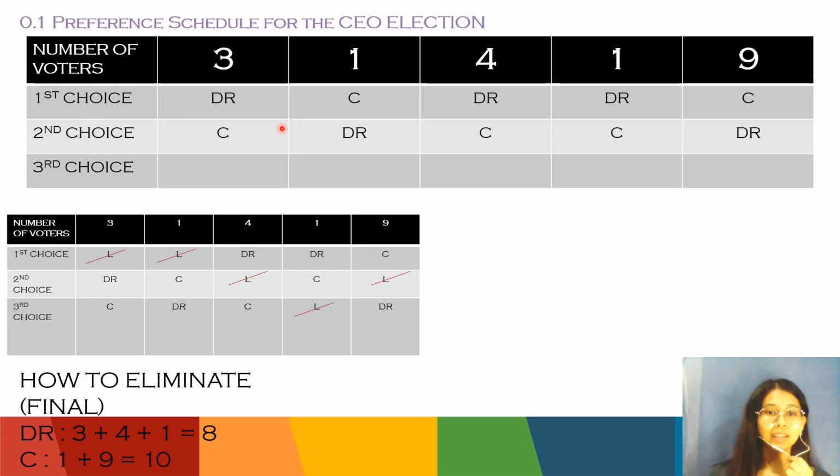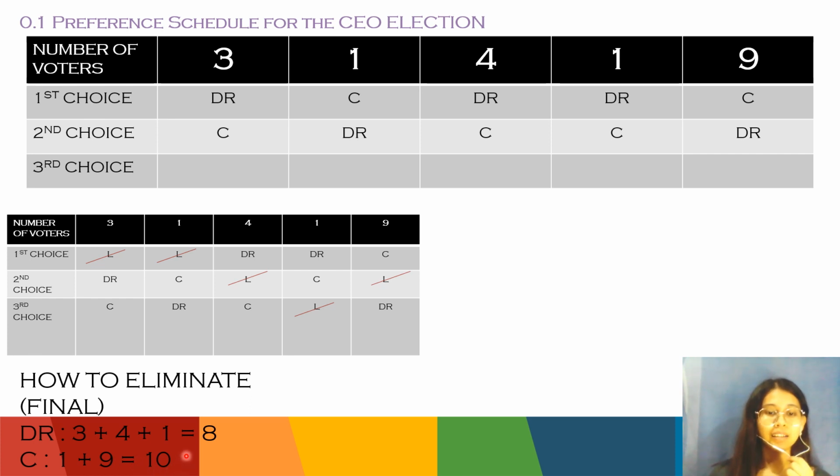So, DR has 3 votes, DR has 4 votes, DR has 1 votes. So, to equivalent those votes, DR has 8 votes, while Castillo or C has 1 votes and 9 votes. So, therefore, to equivalent those votes, Castillo has 10 votes.